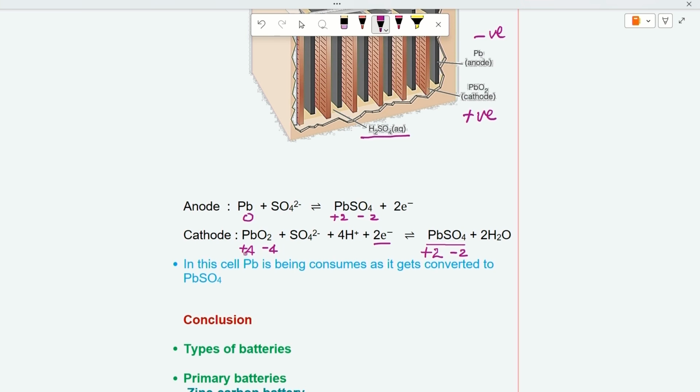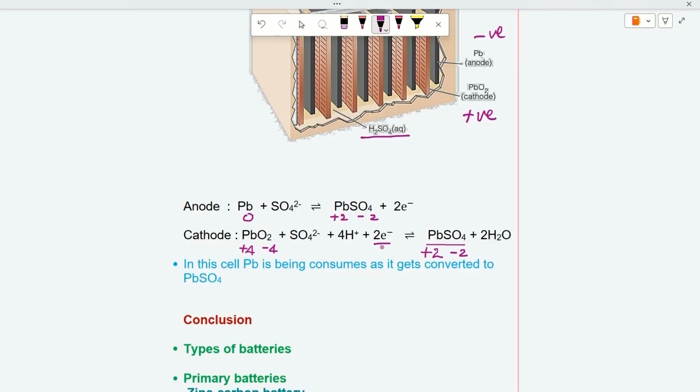From +4, it is getting converted into an oxidation state of +2, where the lead is getting reduced, that is, lead dioxide or lead peroxide is getting reduced. So, that is a cathodic reaction. Now, these reactions are reversible. These are the reactions when the battery is discharging.